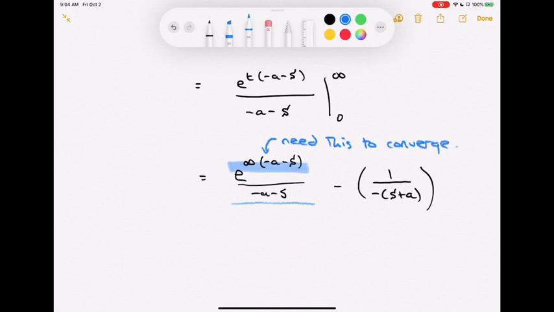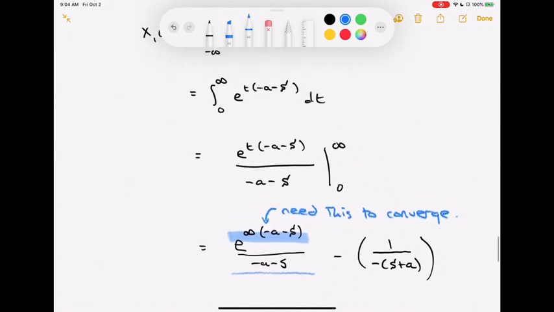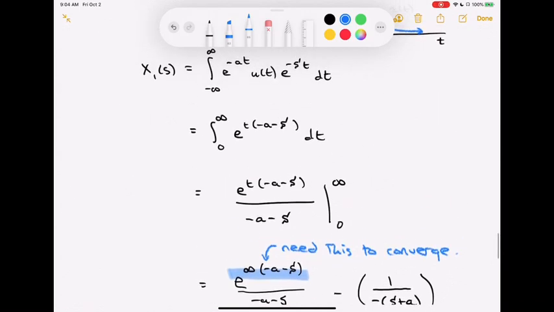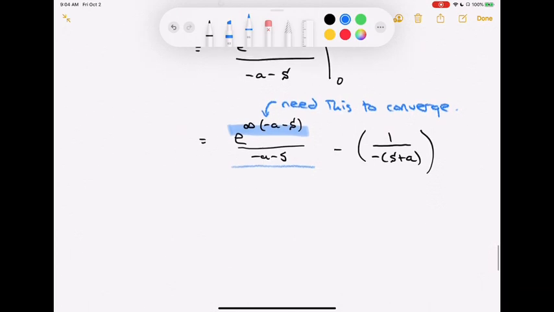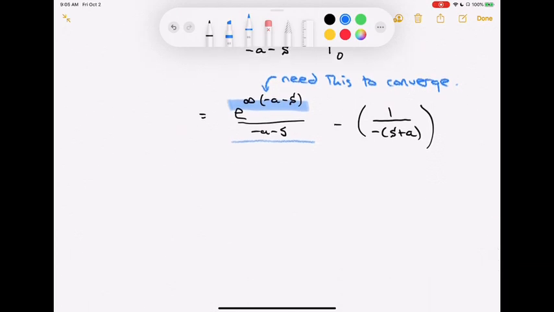If it blew up, we would just get the transform, capital X1 of s, being equal to infinity. That wouldn't be useful at all to us. We need capital X1 of s to be something bounded, something that converges to some values. We can't have it blow up to infinity. Blowing up to infinity is non-convergent behavior.